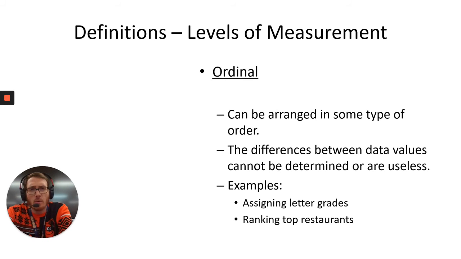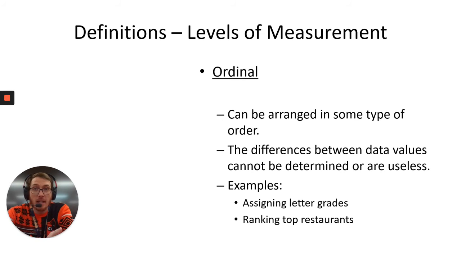Next is what's known as ordinal. Ordinal is the same idea as nominal. You have categories, but all of a sudden they're ranked. The only thing that's important about ordinal is we don't know the difference between first, second, third. There could be a huge gap between first and second and a small gap between second and third, but it's irrelevant to the situation. A good example of this would be grades.